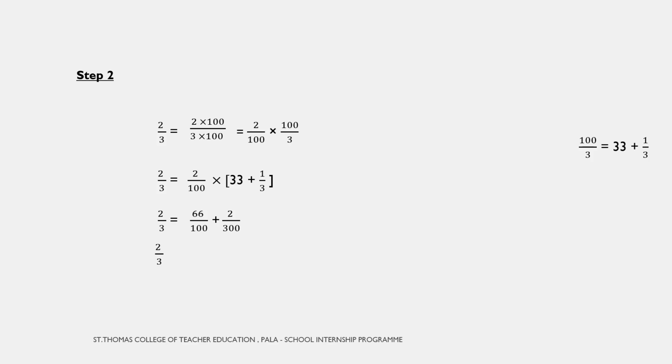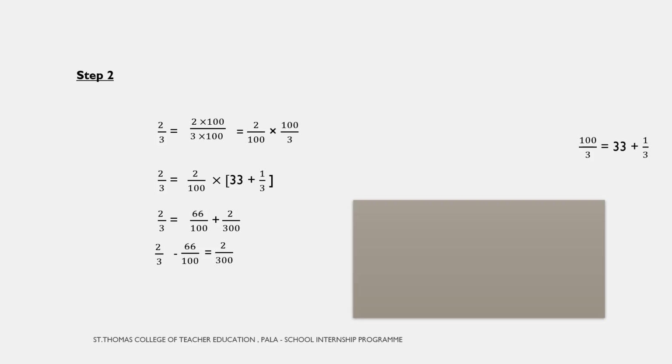Again, what we are doing next? We are bringing 66 by 100 to the LHS and we get 2 by 3 minus 66 by 100 equal to 2 by 300. And in this step, the final answer is 2 by 3 minus 66 by 100 is equal to 2 by 300 and we consider it as equation 2.